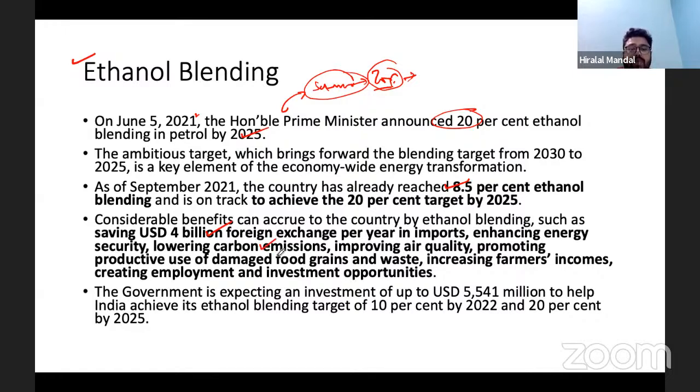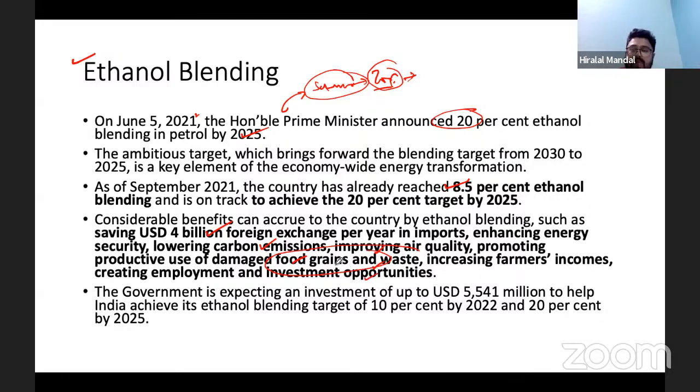At the same time, it will also help in reducing carbon emissions. It will improve air quality and promote the productive use of damaged food grains, since food grains and waste can be utilized for ethanol blending. In fact, waste from sugarcane can also be utilized for ethanol blending. So in a way, it will again promote a pollution-less society in the country, and damaged food grains and waste can be utilized for productive purposes.